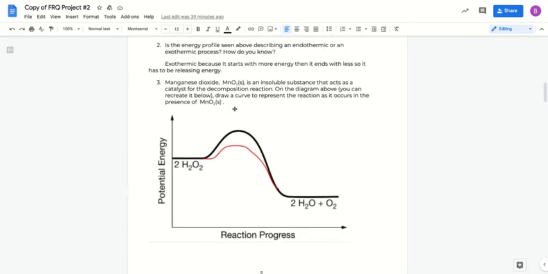Question number 3 asks, in the presence of this catalyst, what will the reaction graph look like now? Because it's with the catalyst, it'll require less activation energy, which means this initial hump will be smaller. So we do that.